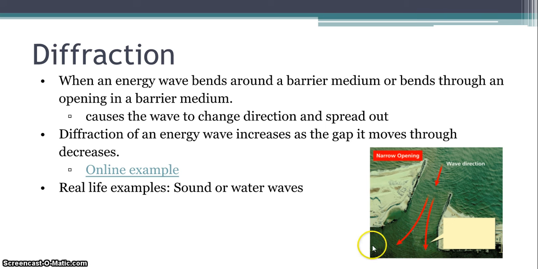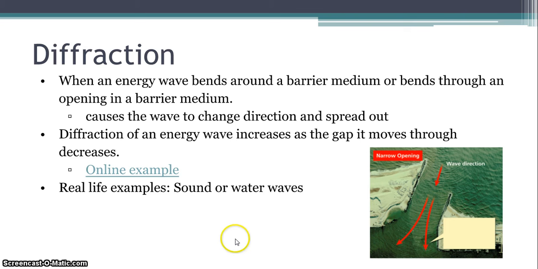An example is down here in this diagram right here. We have water waves flowing, and we have two pieces of land. The water is flowing in between the land, which would represent the barrier medium, and in doing so, you can see that the water waves are bending and spreading out after going through the opening in the barrier.